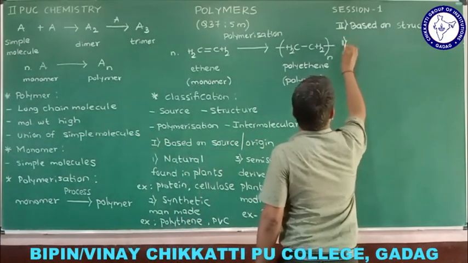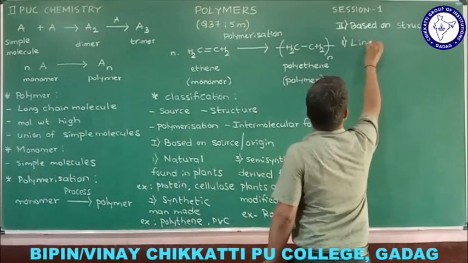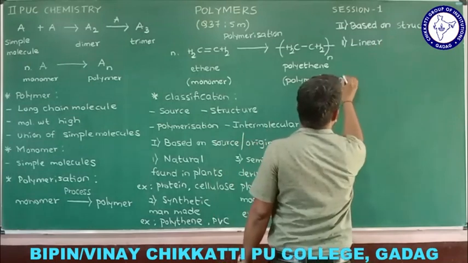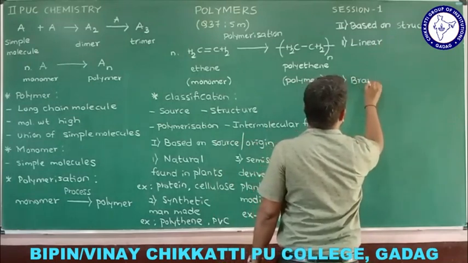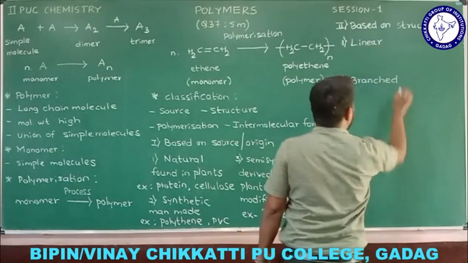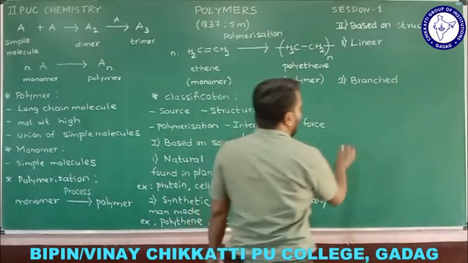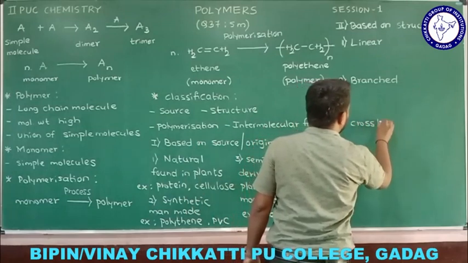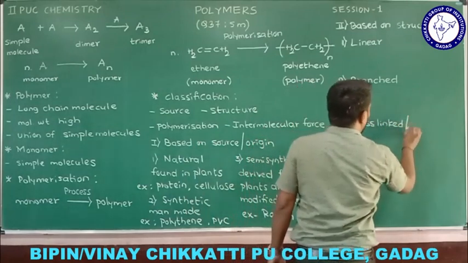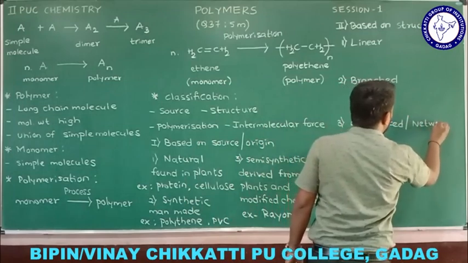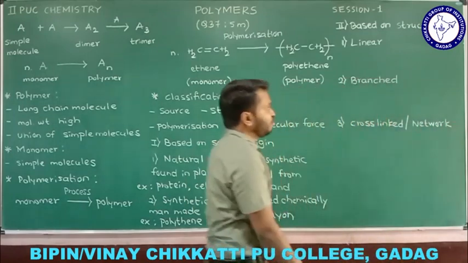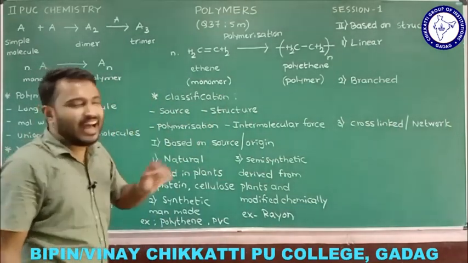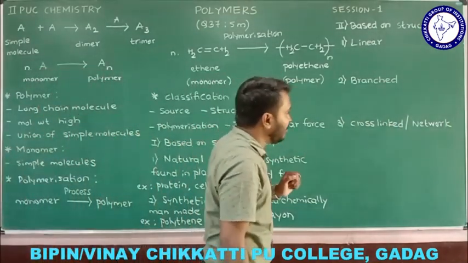The first type is linear polymers, the second one is branched polymers, and the third one is cross-linked, or one more name we have, we can also call it a network polymer. So these are the three different types based on structure. Again, it is very simple, with self-explanatory words.